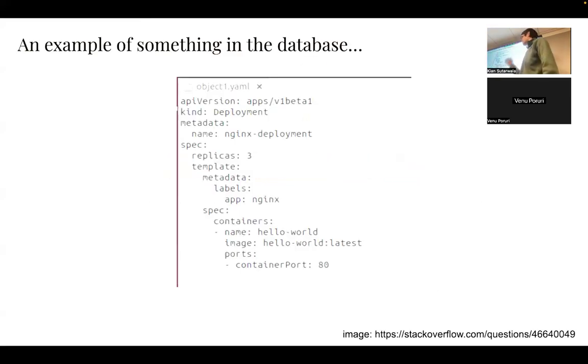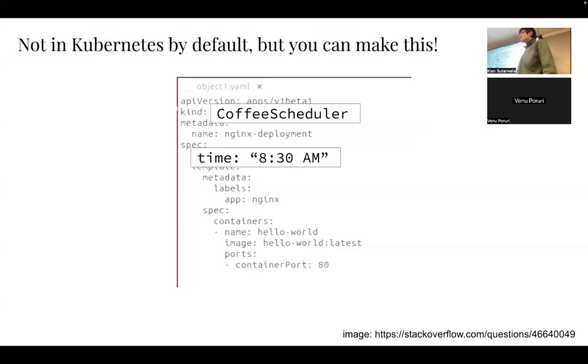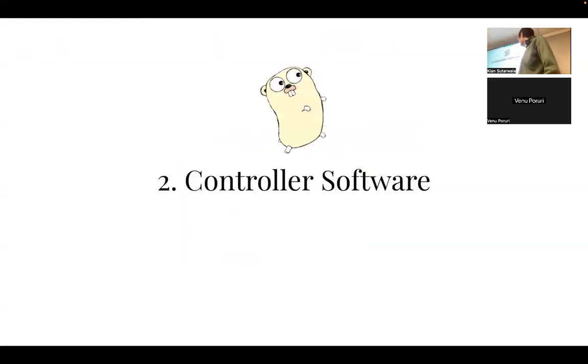So yeah, here's a very, very concrete example of something in the database. As we can see, this object has a type. The type of this object is called deployment. There is a key, which is its name, nginx-deployment. And it has some data, which is in here in the spec. And we can make this anything we want. Okay. So far that was just the database.